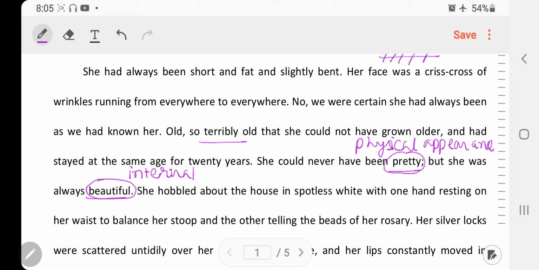She hobbled about the house in spotless white, with one hand resting on her waist to balance her stoop, and the other telling the beads of a rosary. Now, something more has been described about the walking style, about the habit of resting one hand and the other hand. What does he say about the walking style? She used to hobble about the house. Hobble, you understand?